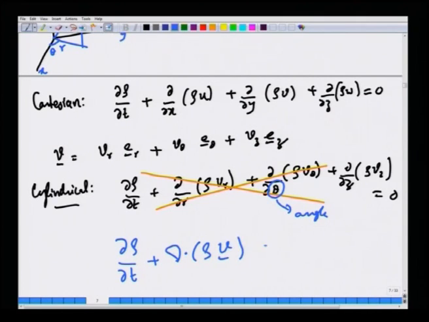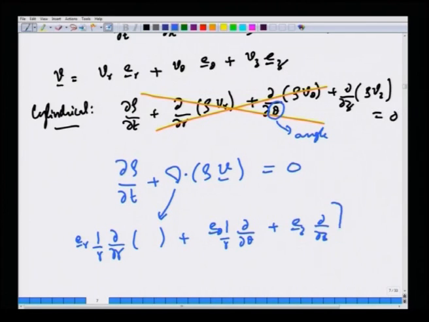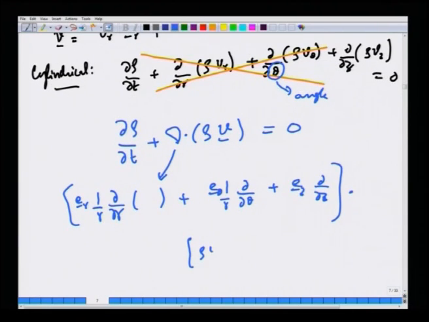it becomes divergence of rho v. Now, divergence in the cylindrical coordinate system is e_r d/dr, plus e_theta (1/r) d/d theta, plus e_z d/dz. This is a gradient operator dotted with rho v_r e_r plus rho v_theta e_theta, plus rho v_z e_z.